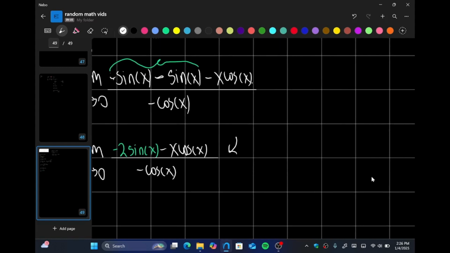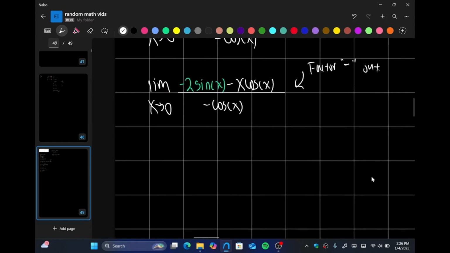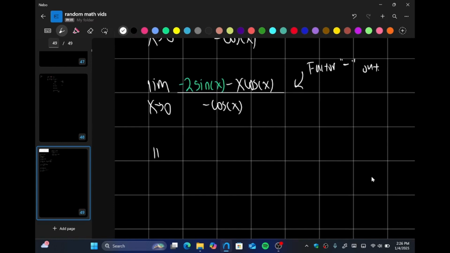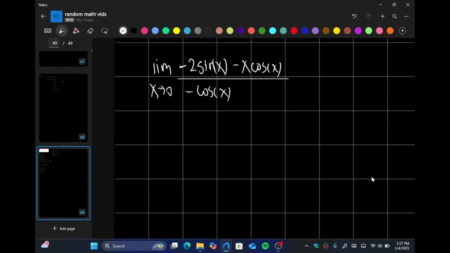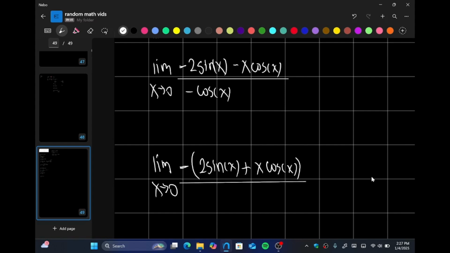Now factor out the negative, right? So again, let me go ahead and rewrite it. Hold on, guys. So again, factor out the negative. So limit as x approaches 0 of negative parentheses 2 sine x. So be careful with your signs. Plus x cosine x over, and we're going to say negative 1 times cosine x.